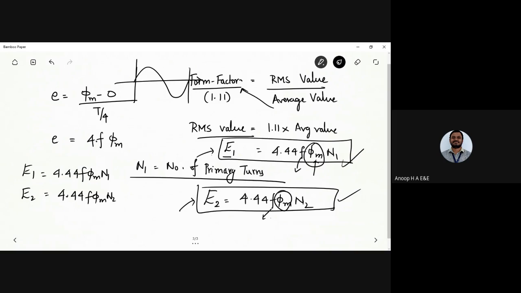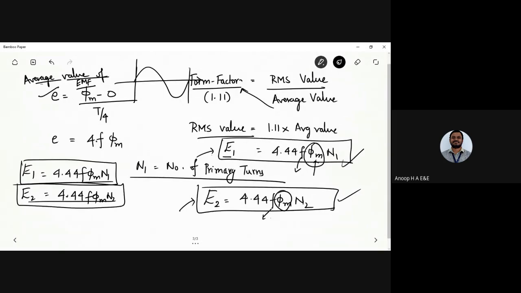Okay, got it? So any doubts regarding this expression of the EMF? Any doubts up to this point? Because this is the fundamental. You will be finding out the average value of the EMF, and after finding out the average value of the EMF, you will be finding out E1 and E2.